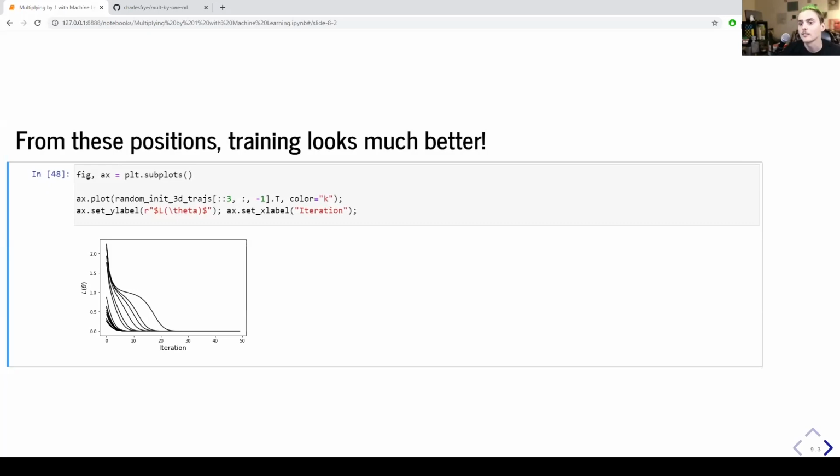And training looks much better. They all seem to be going down to the same value of the loss. Perfect score of 0. Seems like things are going in that direction. And one interesting thing here is that you can see one gets a little bit stuck. So it heads towards that center there, actually.